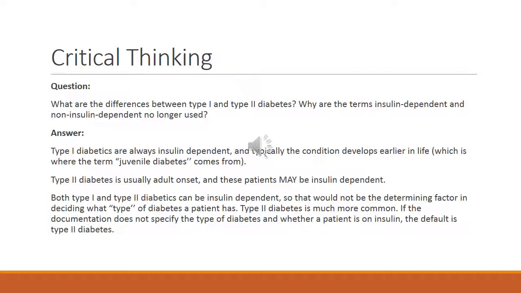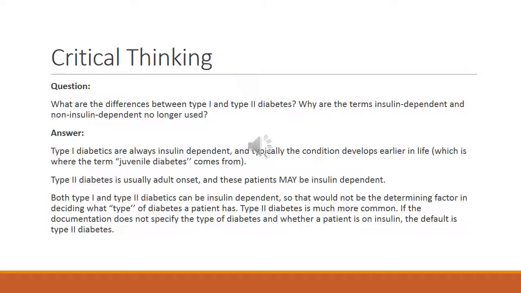Why are the terms insulin dependent and non-insulin dependent no longer used? And our answer: type 1 diabetics are always insulin dependent, and typically the condition develops earlier in life, which is where the term juvenile diabetes comes from. Type 2 diabetes is usually adult onset, and these patients may be insulin dependent.